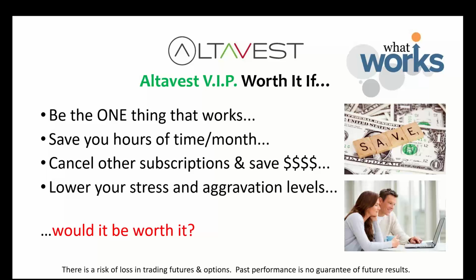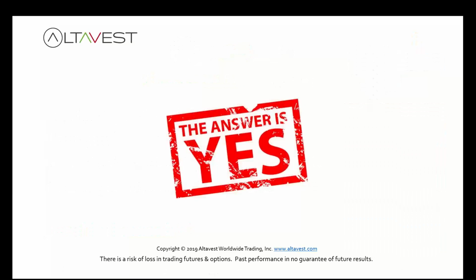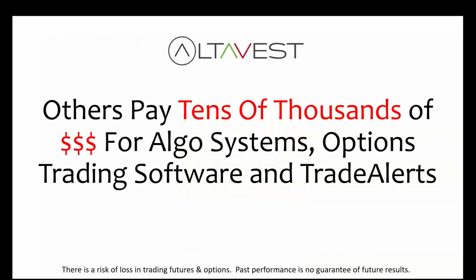Oh, gee, I don't have to have this, and I don't have to have that. And that's exactly right. That's the whole idea. So we think it's worth it for that one tool that maybe you need in your tool belt or in your toolbox, as they say. And yes, it's true. People are spending tens of thousands of dollars for algo systems and option software.